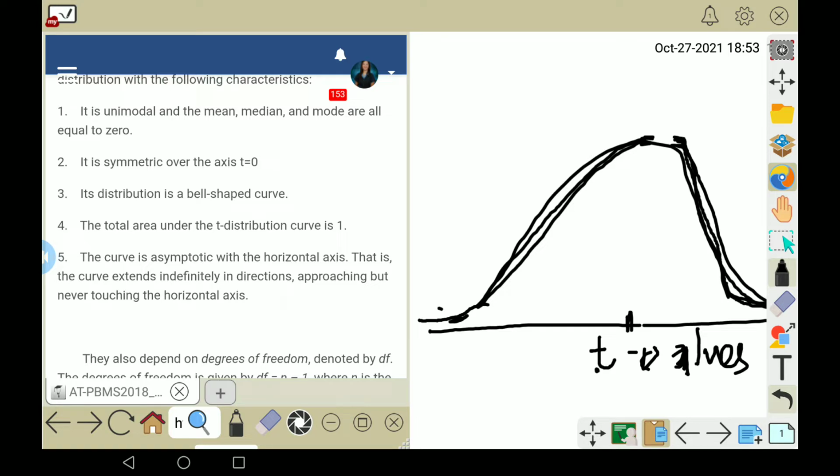I'm sorry if I'm not giving you a bell shape right now. Okay, let's do that again.